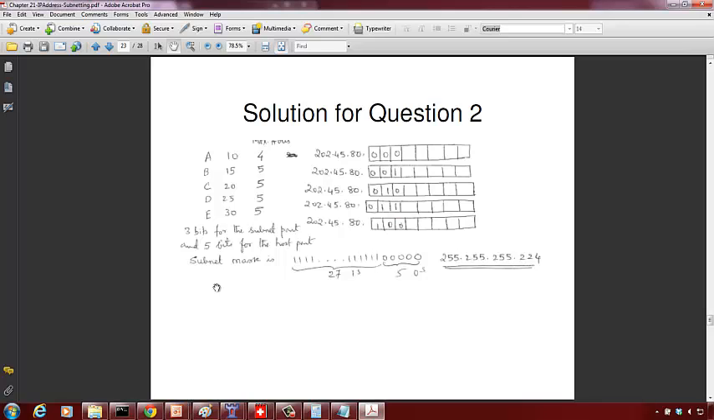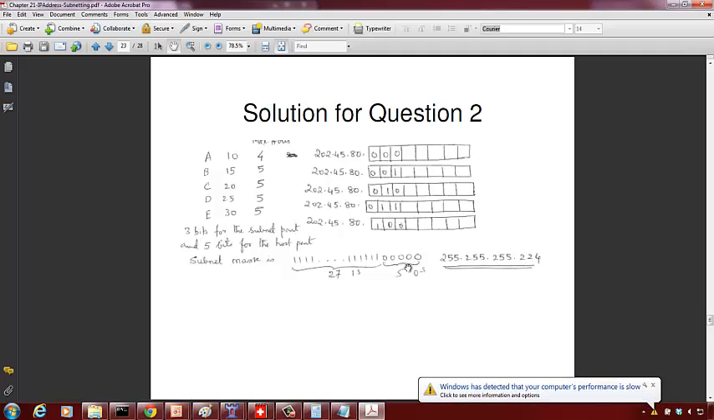The subnet mask is going to indicate what? The number of bits for the network plus subnet and the number of bits for the host part. So here we have 5 bits for the host part, so you'll have 5 zeros, so 32 minus 5, 27 ones. So you'll have a sequence of 27 ones followed by 5 zeros.